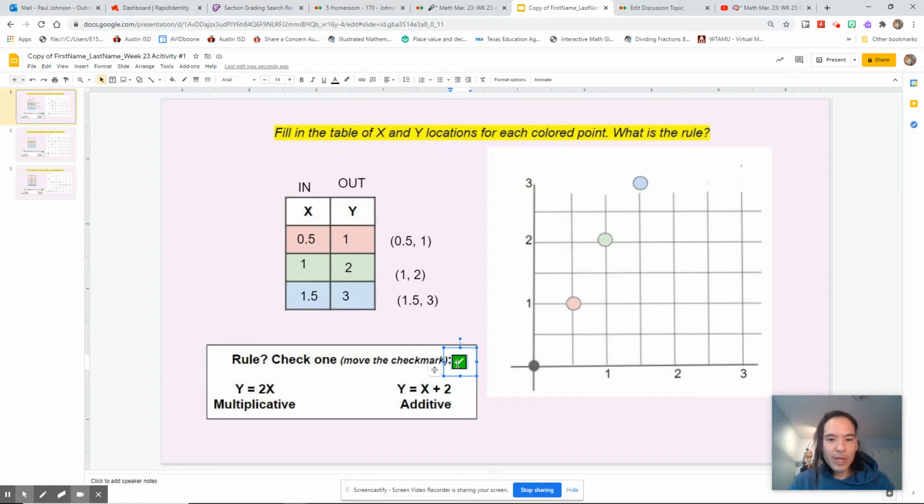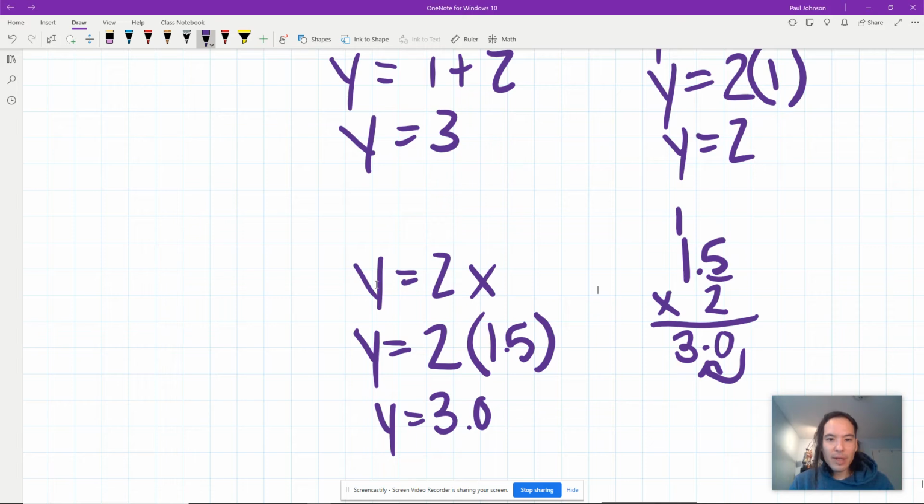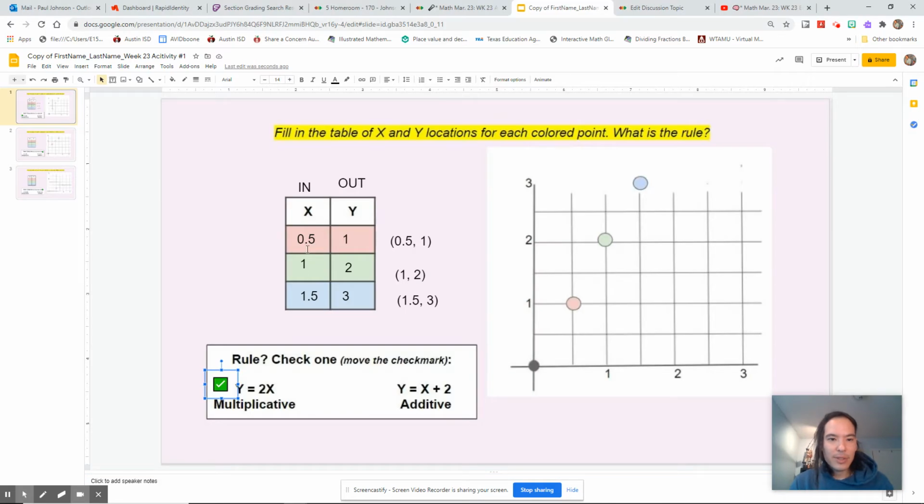So we need to take this check mark and move it next to the multiplicative rule, because we figured out that with 2x, if you double this, it equals 1. If you double 1, it equals 2. If you double 1 5/10, it equals 3. So our rule was multiplicative.